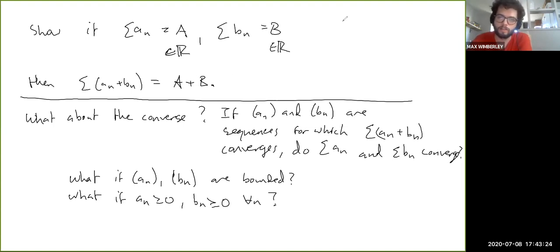So if we say Sn is the sum from k equals 1 to n of ak, and Tn is the sum from k equals 1 to n of bk, we'll just assume for all of these things that the indexing starts at 1, because that just makes it convenient. So Sn are the partial sums of the series of An, and Tn are the partial sums of the series of Bn.